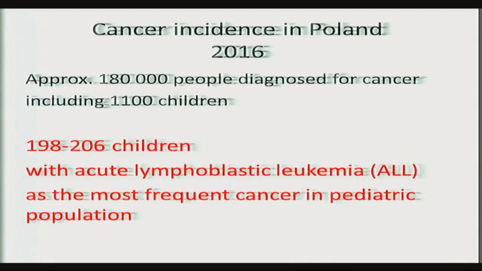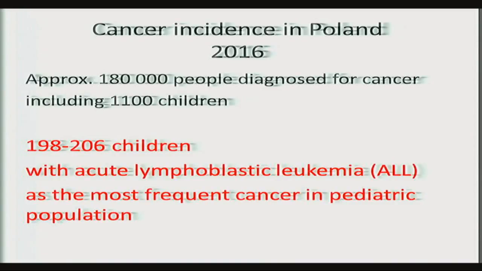For instance, in Poland in 2016, almost 200,000 patients were diagnosed with cancer, but only 1,000 were pediatric patients, and about 200 children suffer from acute lymphoblastic leukemia. So in general, this is a really rare condition, and it is a very heterogeneous disease as well.